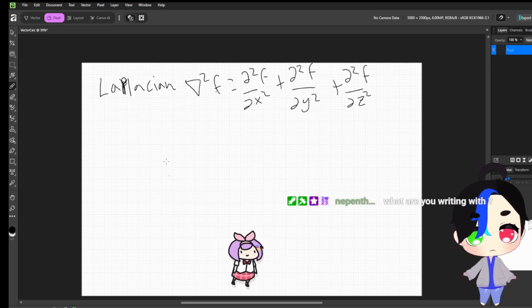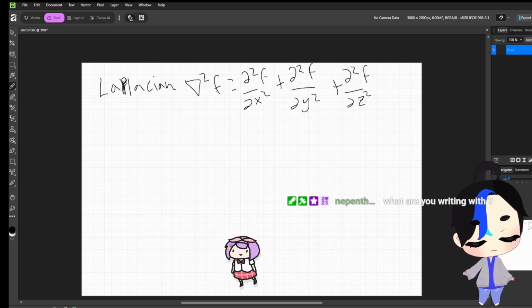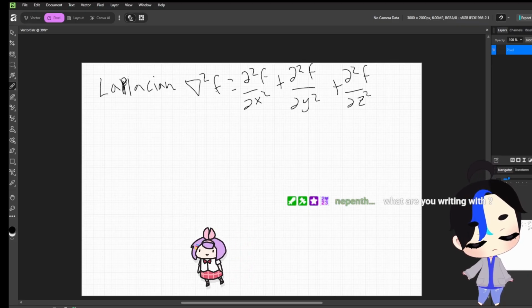What am I writing with? My drawing pad. Sorry, no, this has nothing to do with the drawing utensil. This is just my handwriting. I'm sorry.